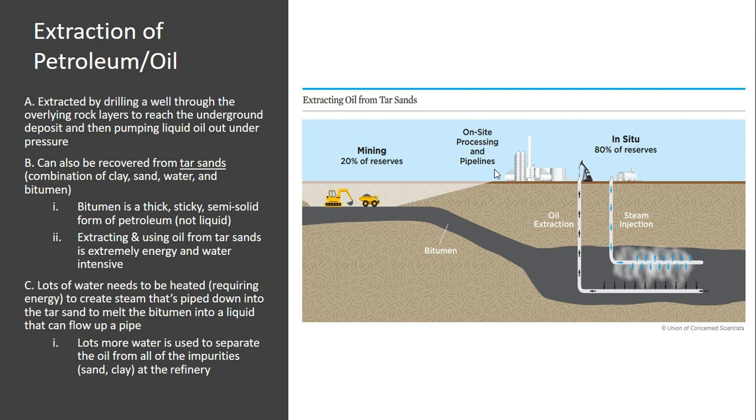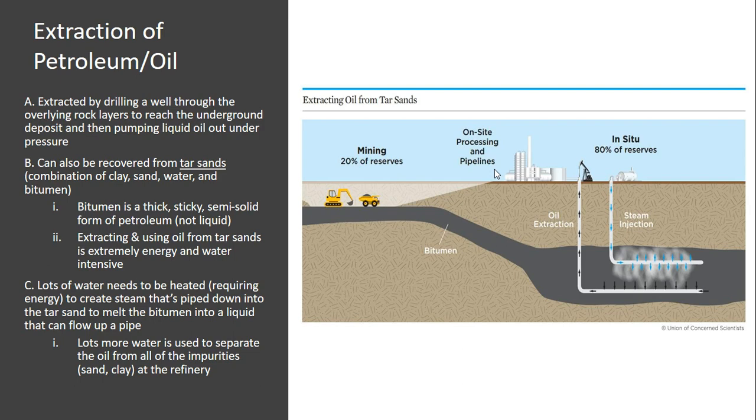Specifically looking at the extraction of petroleum or oil. Here, this fossil fuel is obtained through drilling wells underground into rock layers, kind of like subsurface mining. Before we can turn it into crude oil and the petroleum that we know of, we tend to recover things such as tar sands, which we've said before are combinations of clay, sand, water, and bitumen. Bitumen is the thick, sticky, semi-solid form of that petroleum, not in liquid form just yet.